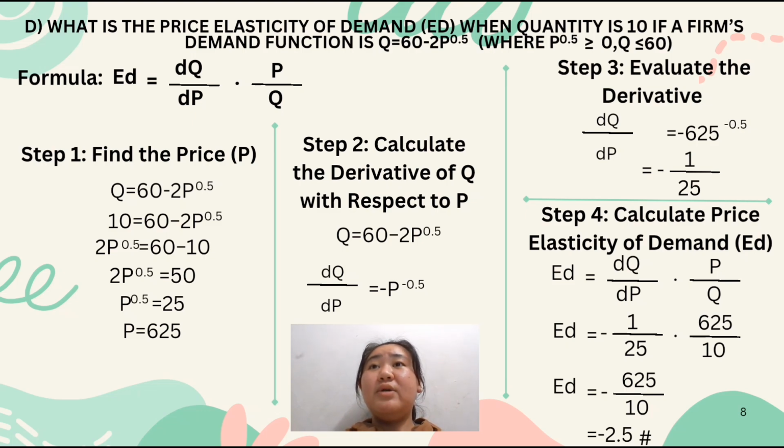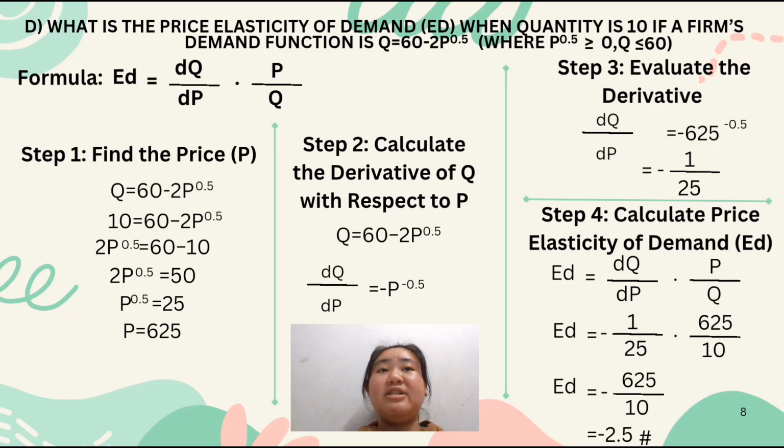The formula is ED equal to dQ over dP times P over Q. The first step is to find the price. The demand function is given by Q equal to 60 minus 2p to the power of 0.5. Next, we substitute Q equal to 10, which is based on the question. So we get 10 equal to 60 minus 2p to the power of 0.5.